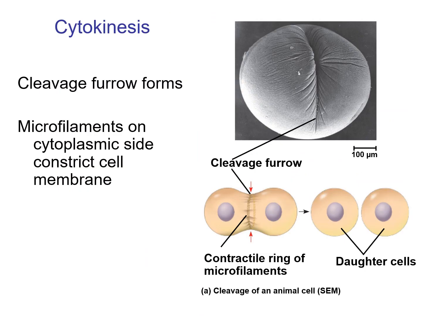And you can see that contractile ring of microfilaments in this drawing at the bottom of the page. So it really is just like a drawstring on a pair of sweatpants. The photo at the top is showing a zygote dividing, and you can see this furrow that forms. That's the cleavage furrow, and it forms because of that contractile ring directly underneath it.